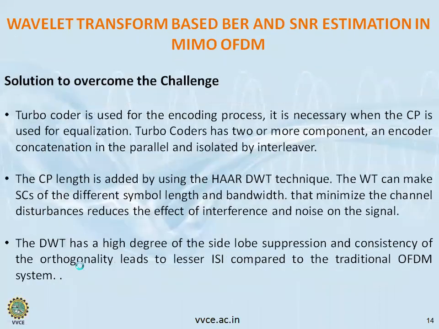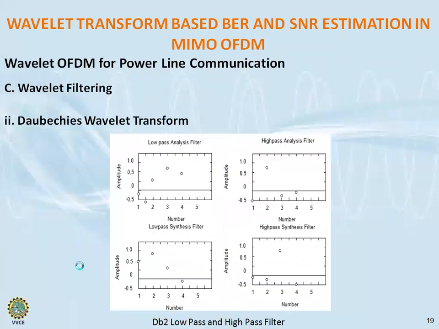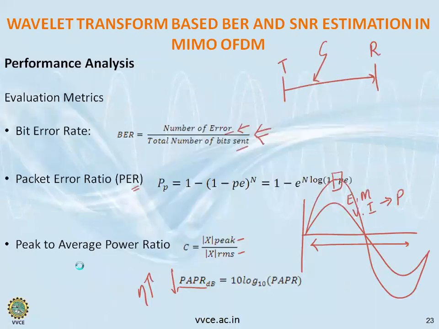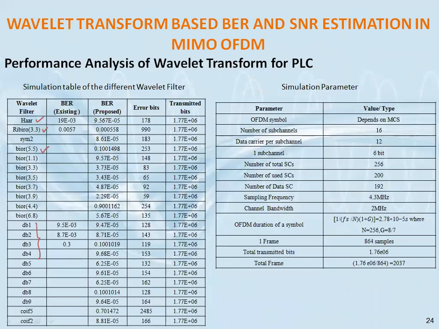So I'm considering the performance analysis of all these four techniques, in which the first technique has been implemented with respect to Haar, and the second, third and fourth one, and so on. For example, if you consider the Haar wavelet, with respect to the existing technology, the bit error rate is around 19 into 10 to the power minus 3.